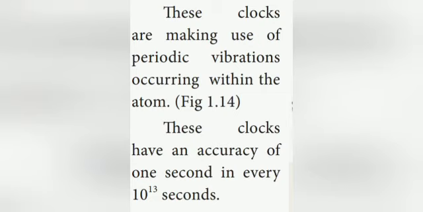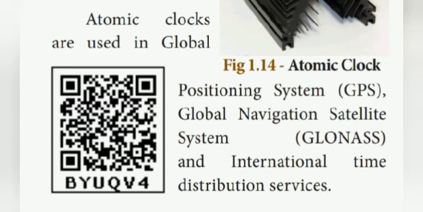Atomic clocks. These clocks make use of periodic vibration occurring within the atom. So due to the periodic vibration of the atom, the atomic clock works. These clocks have an accuracy of 1 second in every 10 power 13 seconds. Where are these atomic clocks used? Atomic clocks are used in the Global Positioning System, GPS.